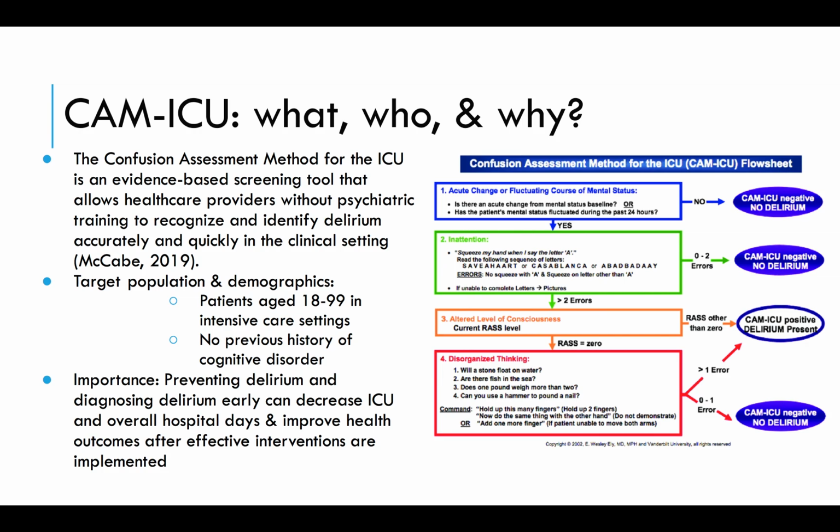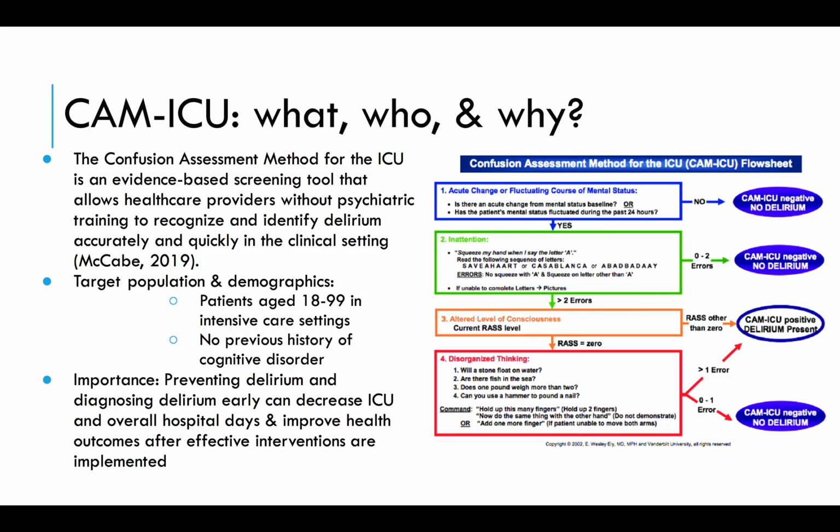The target population and demographics would be patients aged 18 to 99 in intensive care settings that have no previous history of cognitive disorder, including autism spectrum disorder, dementia, or Alzheimer's disease. The importance is that preventing and diagnosing delirium early can decrease ICU and overall hospital days and also improve health outcomes after effective interventions are implemented.